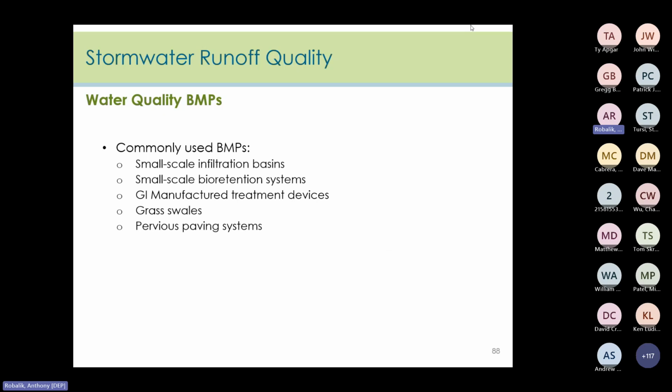So here are some of the most commonly used water quality BMPs. Under the current rule, we've seen a significant increase in the use of small-scale bioretention systems, pervious paving systems, and GI MTDs in particular.